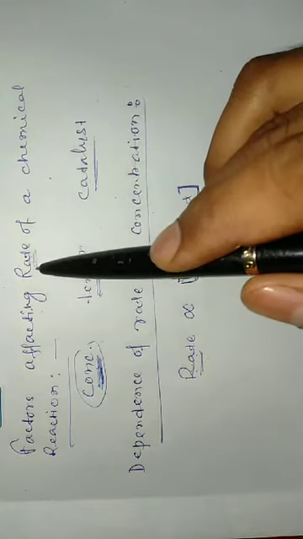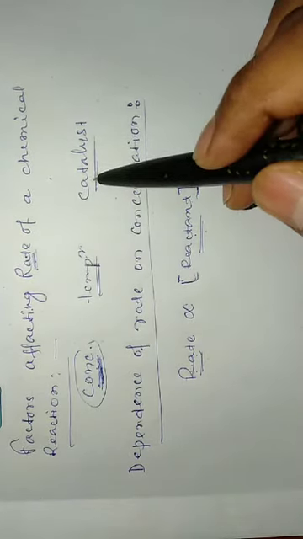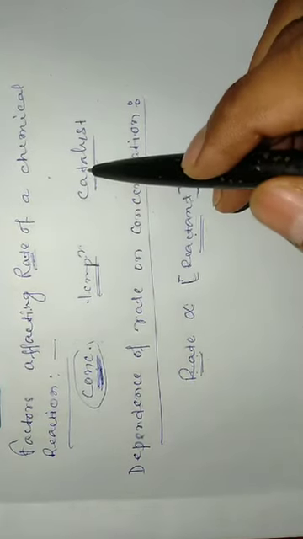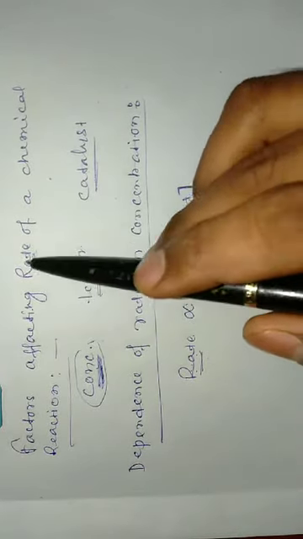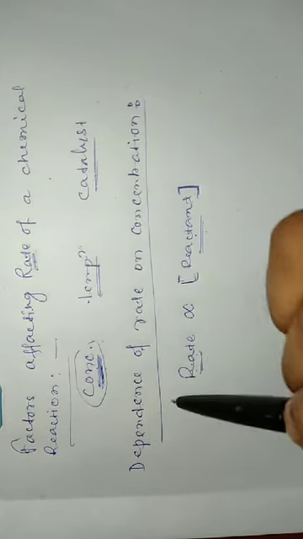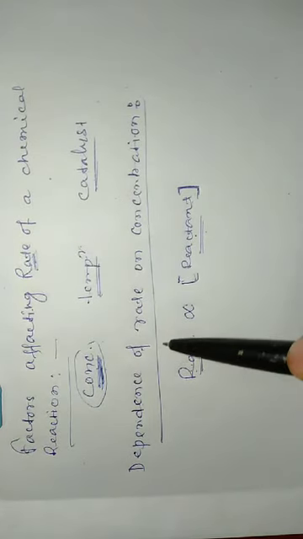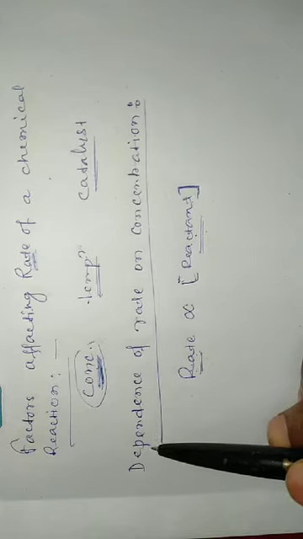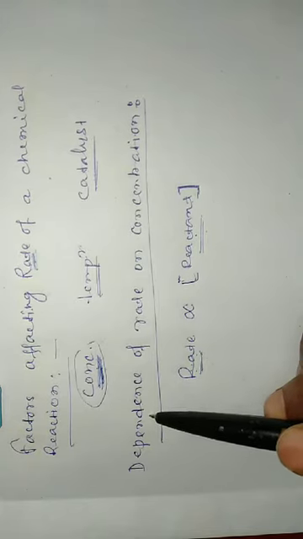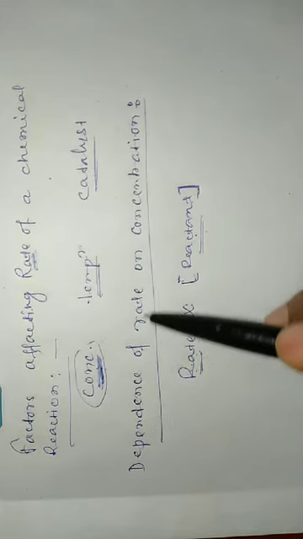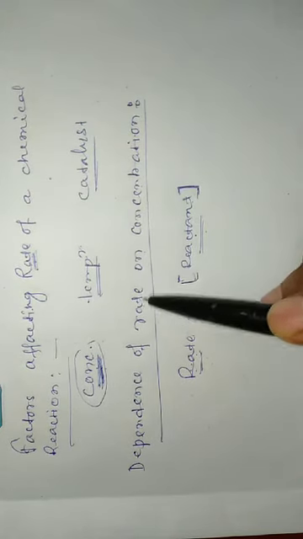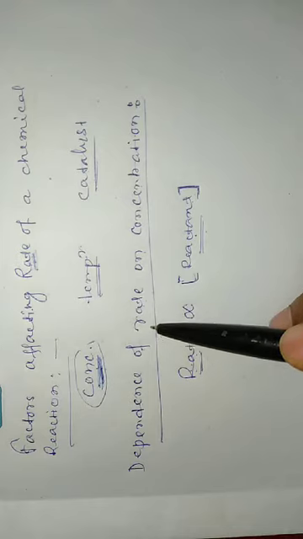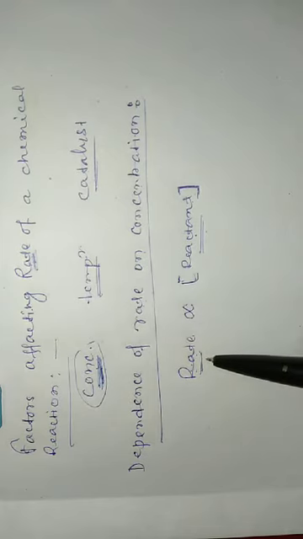So how does rate increase with a catalyst? How does rate change with catalyst? How does rate vary with temperature? How does rate vary with concentration? We will discuss one by one. So first of all, we are going to discuss the dependence of rate on the concentration of the reactant. How the rate of a reaction depends on concentration, we are discussing now.